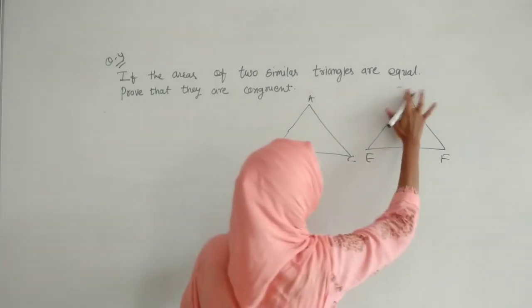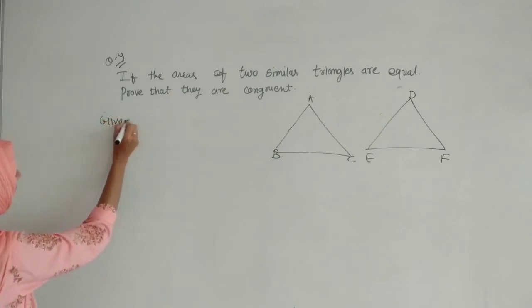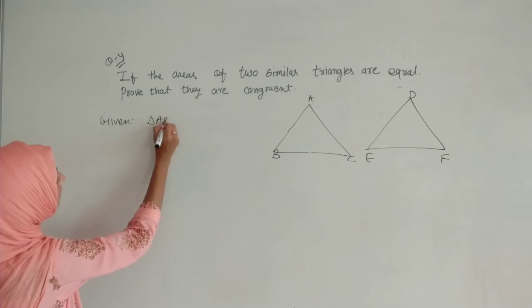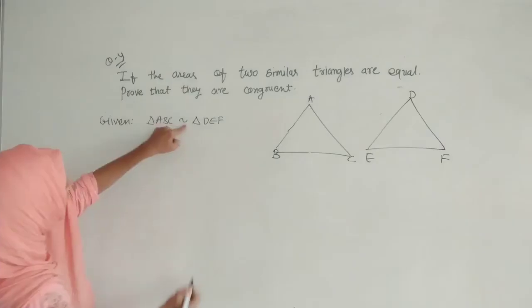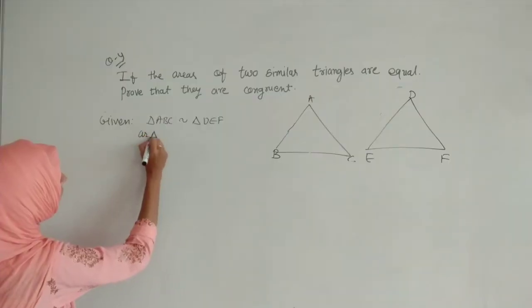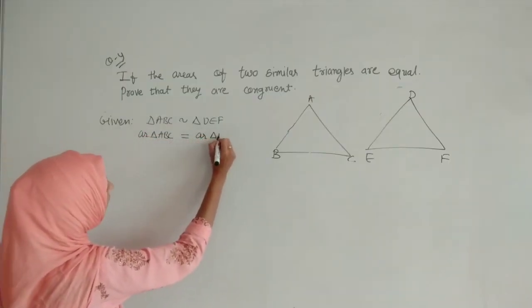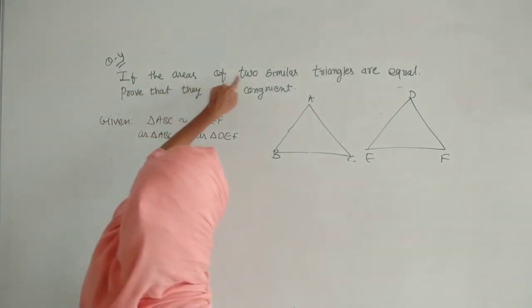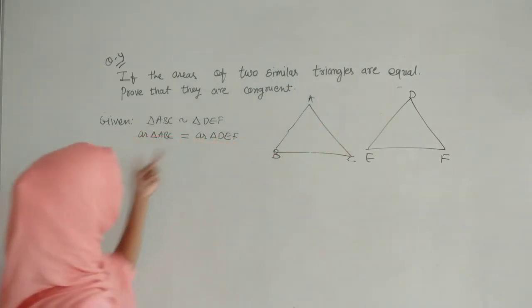So here let us do some hard work for it. Let us write given. So in given I will write what is given. Triangle ABC and triangle DEF are similar, as well as area of triangle ABC equals area of triangle DEF. How did we write this? The areas of two similar triangles are equal. Areas are equal, that they have given.